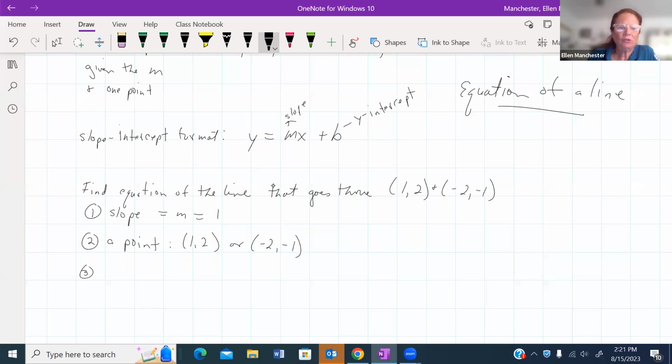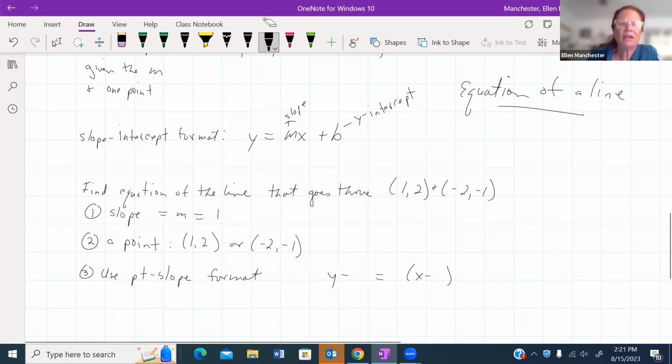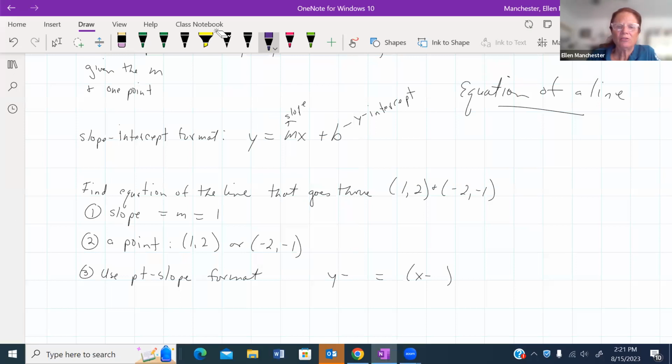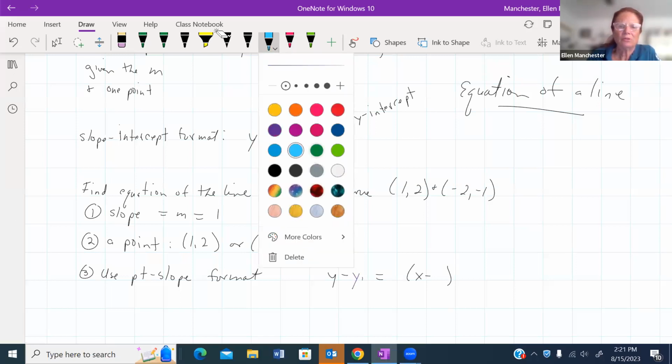So we're going to use the point slope format. So it's y minus y1 equals m times x minus x1. Now I'm going to change colors on this because I want you to identify the things that you actually need. We'll do it this way.